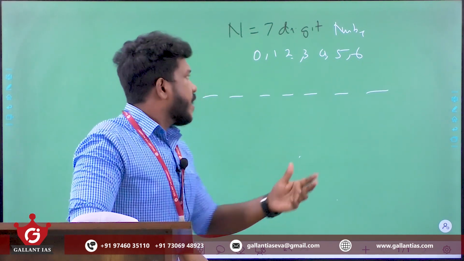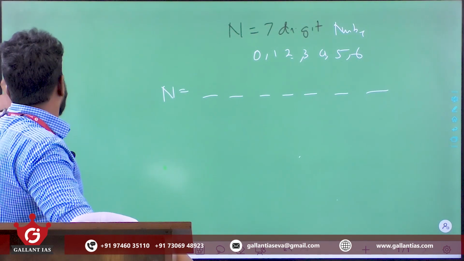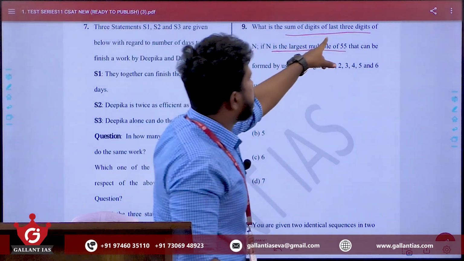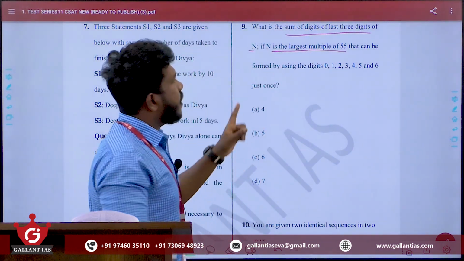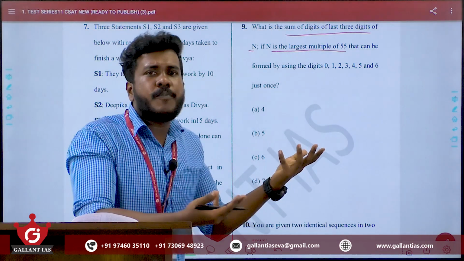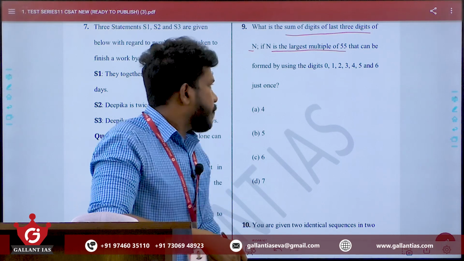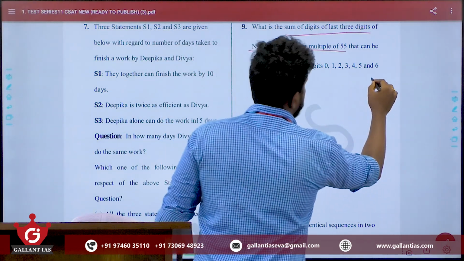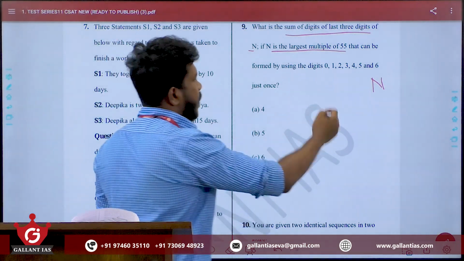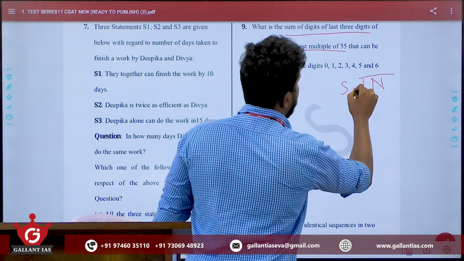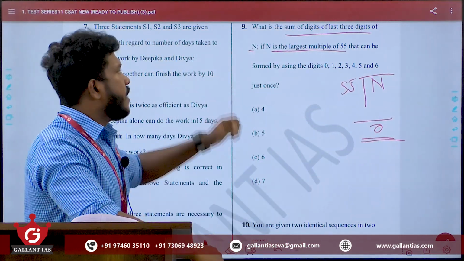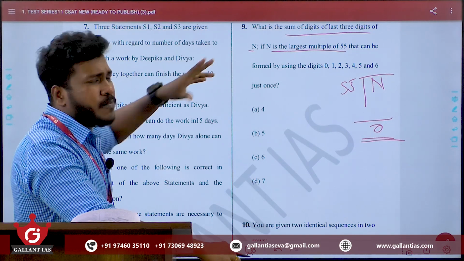So what is the meaning of that statement? Here, we need the sum of the digits of the last 3 digits of n, and n is the largest multiple of 55. What is actually the meaning of a multiple of 55? That means n is a multiple of 55: when you divide n by 55, you will get the remainder 0. That means n is a multiple of 55, maybe largest, smallest, whatever it is.